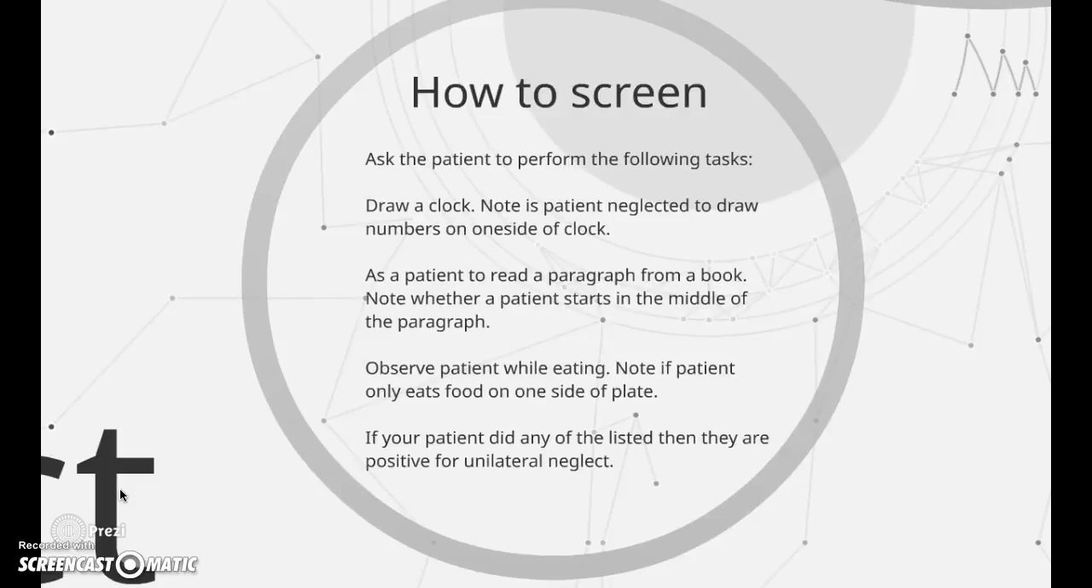How to screen for unilateral neglect. The screening methods are similar to the signs, however, it will be identified by an occupational therapist or other healthcare professional. The healthcare professional asks the patient to perform the following tasks. Drawing a clock. The professional must note if the patient neglects to draw the numbers on one side of the clock. Have the patient read a paragraph from a book.